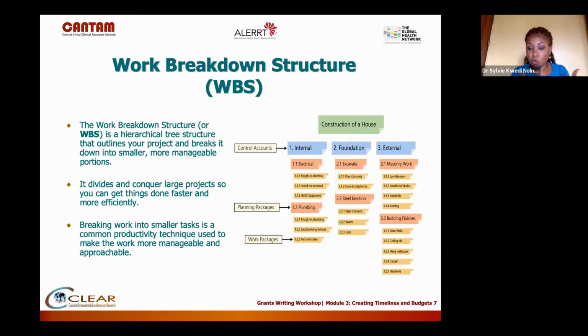You go one more. Inside the electrical work, what needs to be done? Here you have the roughing electrical, and the terminals to install the HVAC system. Inside the plumbing work, you also have the roughing plumbing, the set up of the plumbing fixtures, and then test and clean. So you see that each big work package is actually broken down into specific activities, and the activities are broken down further into smaller tasks.